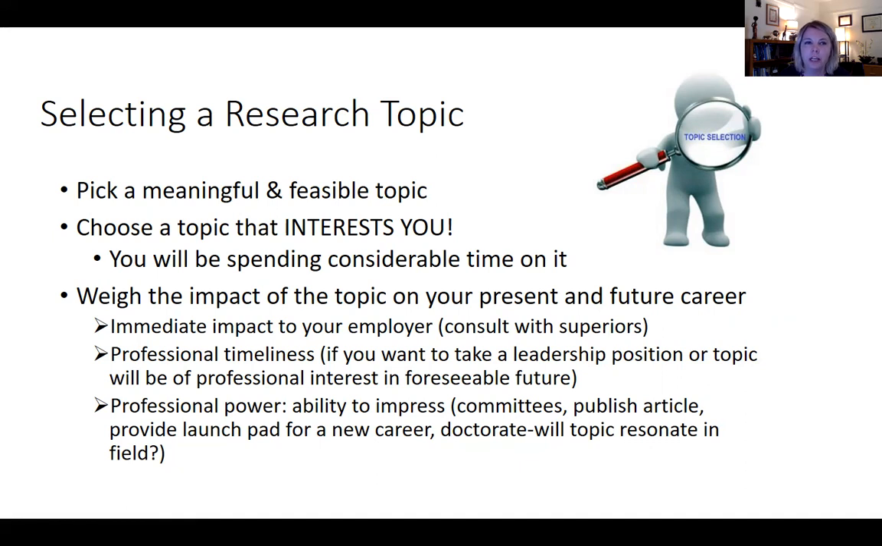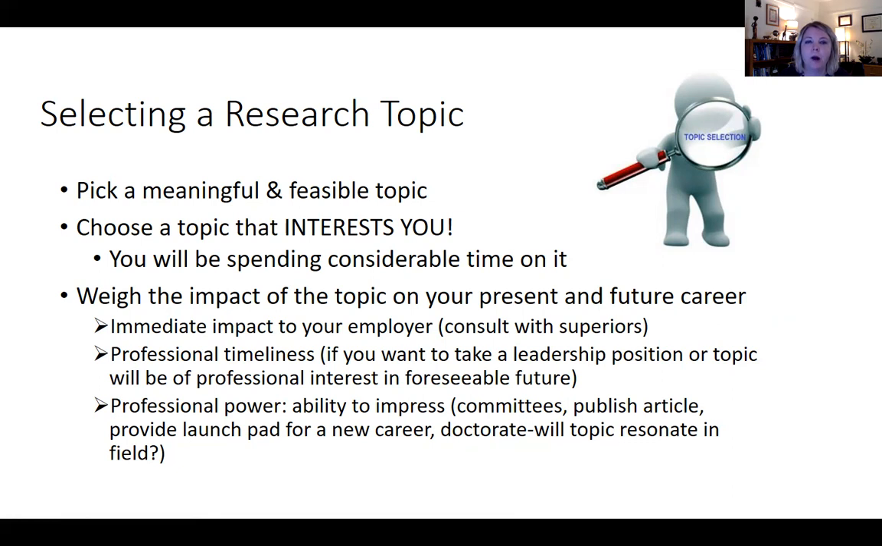So when you're thinking about what topic you want to pick, think about maybe if it has any impact on your present or future career. So is there any immediate impact that it could have on your employer? So you could consult with supervisors or your superiors for that. Also think about professional timeliness. If you're looking at taking a leadership position or a position in another area or department, that would help with that.